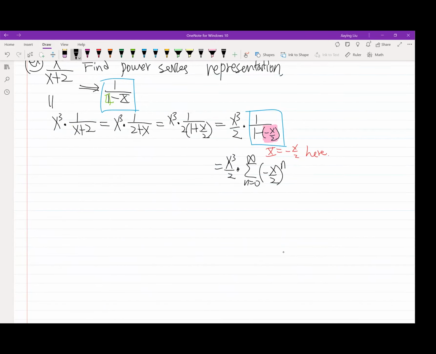And just like before, we can separate the negative. So that becomes x cubed over 2, sigma n from 0 to infinity. We get negative. You can also bring the 2, so you get negative 1 to the n over 2 to the n, or negative half to the n. Or you can keep it with x times x to the n. That's what we get when we separate all 3 of them.